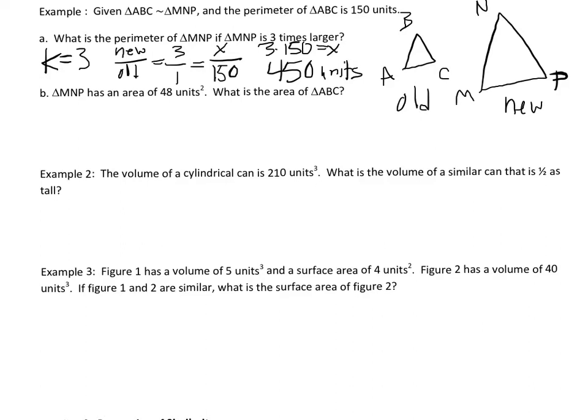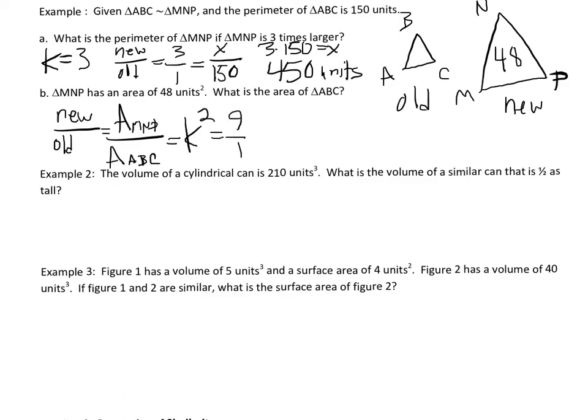Okay, so then MNP has an area of 48. So I'm going to write 48 here in the middle. What's the area of the other one? Well, for this one, I'm going to set up the proportion again, just to be safe. So I have, let's see, new over old. So I'm going to do the area of my new, which is MNP, over the area of my old, which is ABC. And I know that since I have area, it should be k squared, so it'll be 9 over 1. So 3 squared will be 9. So I can set that up.